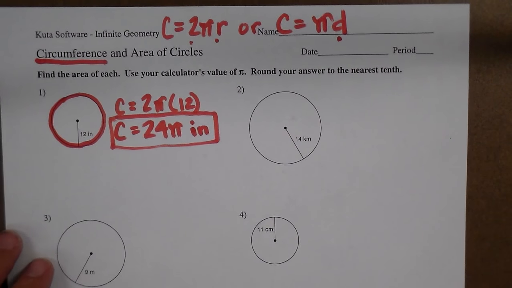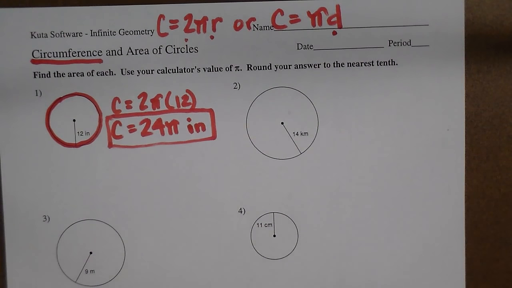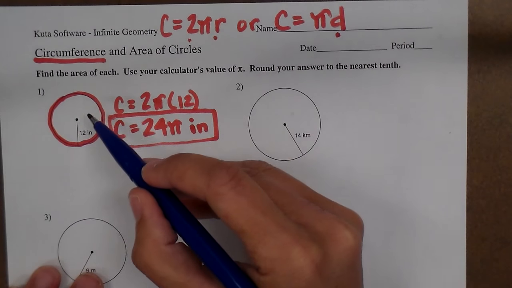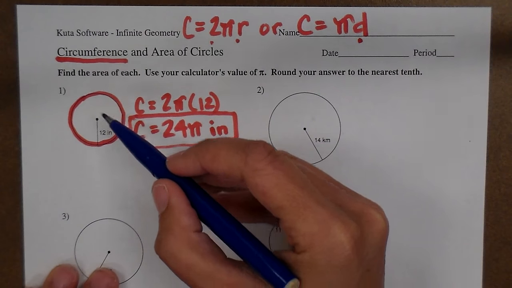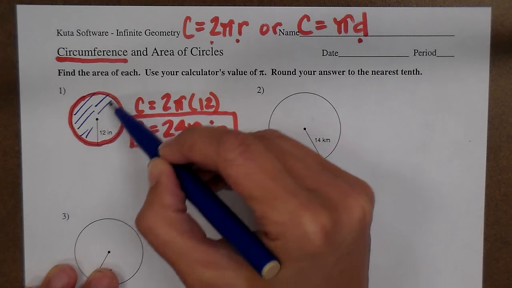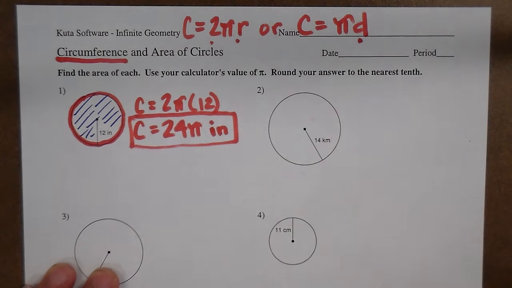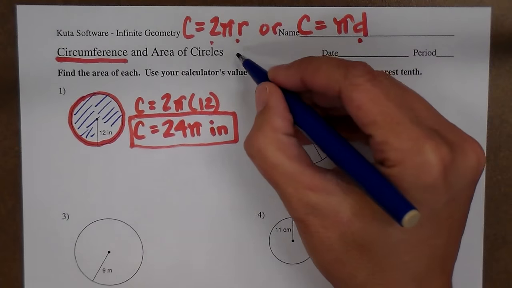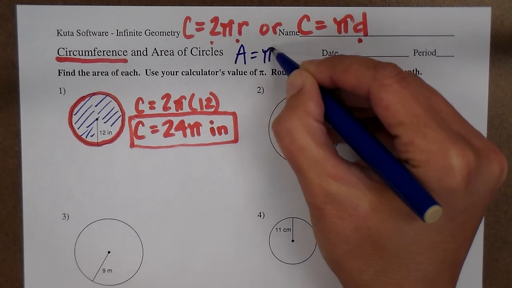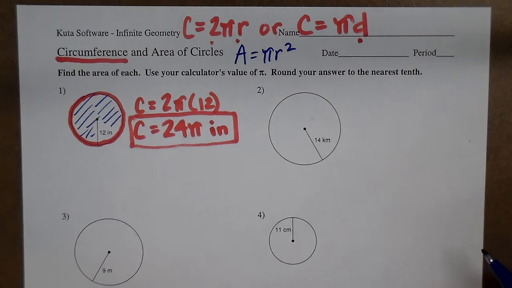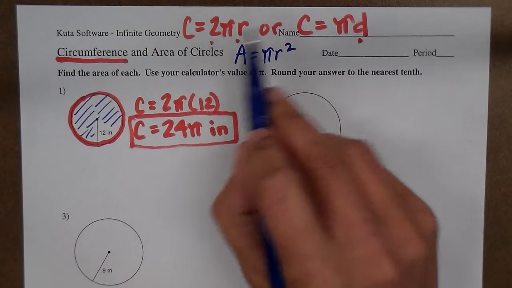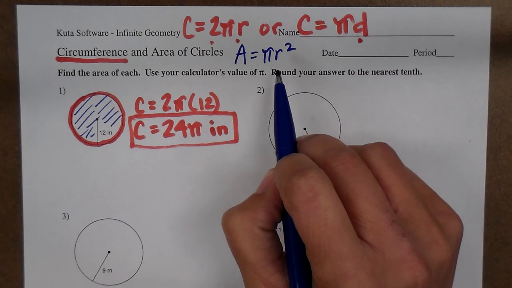All right, so now let's look at area. When we look at area, now we're not looking at the distance around, we're actually looking at the space occupied on the inside. And the formula for the area of a circle is pi times radius squared. It's not like circumference where you can have 2 formats. It's just pi times radius squared.